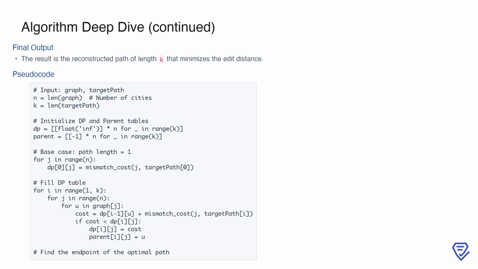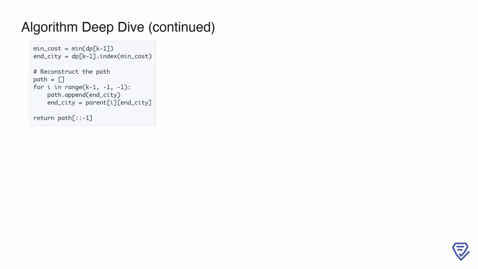This algorithm is structured to ensure that every step builds upon the previous computations, guaranteeing an efficient and accurate solution even for large graphs. To complete the implementation, we use the parent table to backtrack and reconstruct the path. Starting from the city with the minimum cost at dp[k-1], we trace back through each step using the parent pointers, appending cities to the path as we go. Once the backtracking is complete, we reverse the path to obtain it in the correct order, from start to finish. This reconstructed path is then returned as the final result.